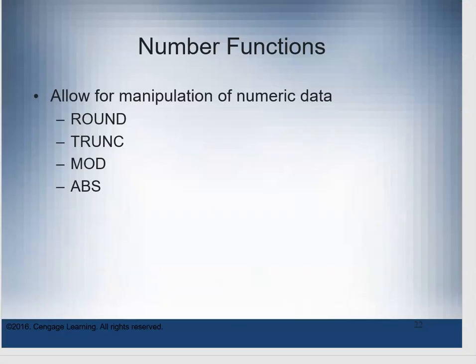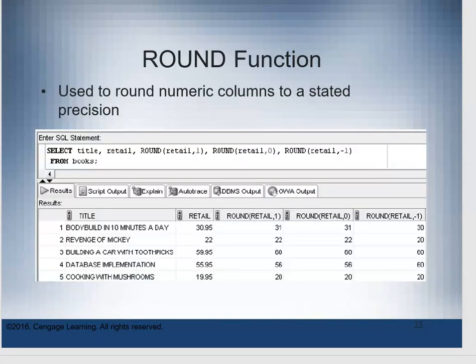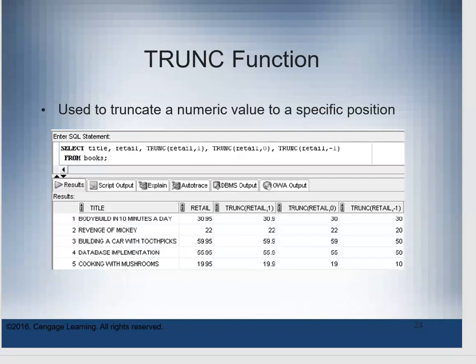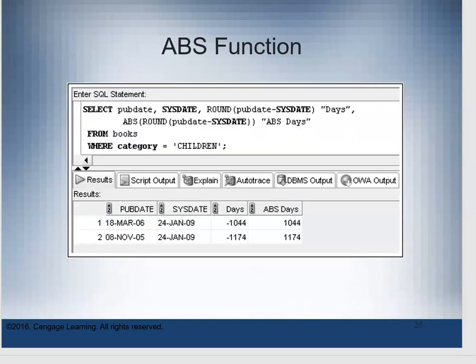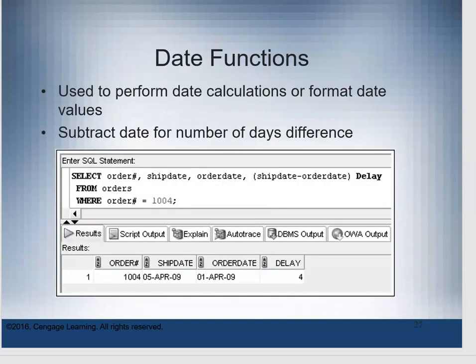I'm not going to make you do any number functions, so don't worry about that. But let's just look at them really quickly. So for rounding, you can round up and down. You can truncate, which is just like round, but you just chop off the number instead of rounding it. I'm not going to do mod or absolute functions.